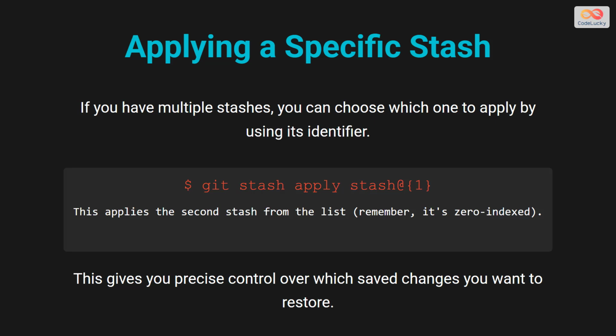Sometimes you might have several stashes and you don't want to apply the most recent one. You can apply a specific stash by using its identifier. For example, git stash apply stash@{1} will apply the second stash in your list. This gives you more control over which changes to restore.